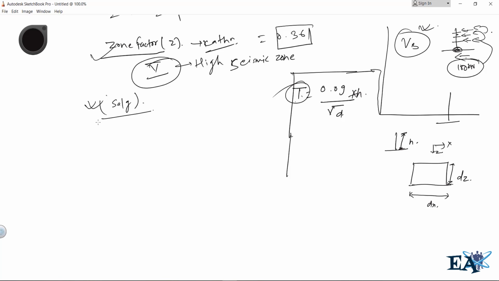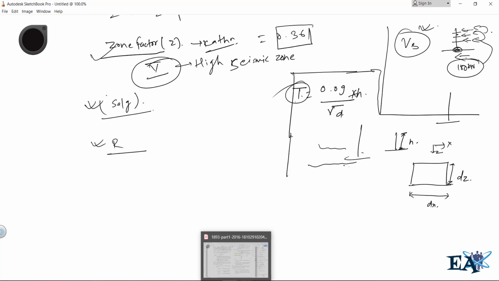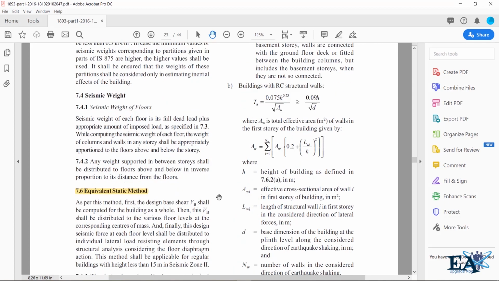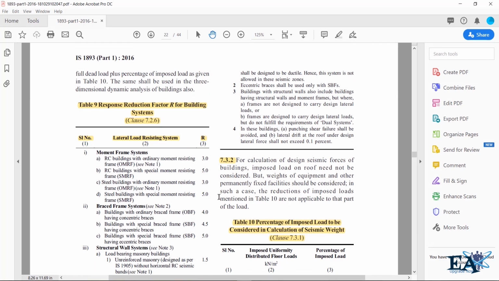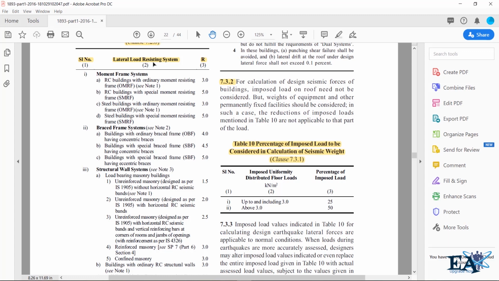We know Z, we know Sa/g. The next thing that we want to know is R, the response reduction factor. When the building is subjected to earthquake motion, how well it absorbs this earthquake force is the idea of the response reduction factor. To calculate the response reduction factor, again we go to the code and let us see where it is given. Over here, Table 9 will give you the idea. Response reduction factor R for building lateral load resisting systems, so moment frame systems. Our buildings are moment frame systems.